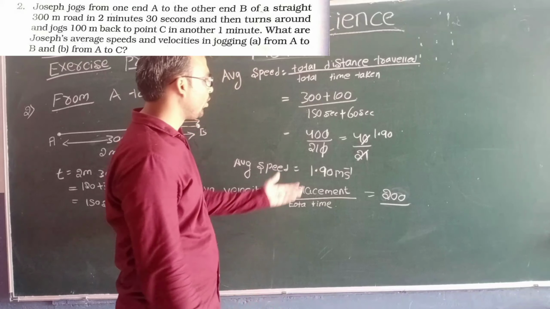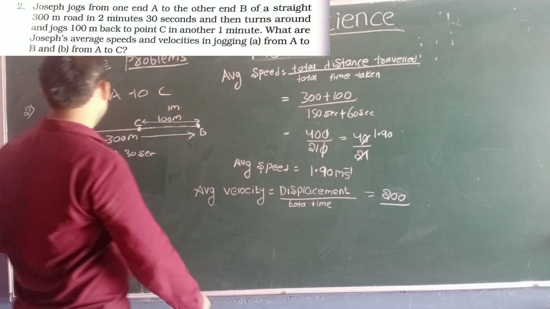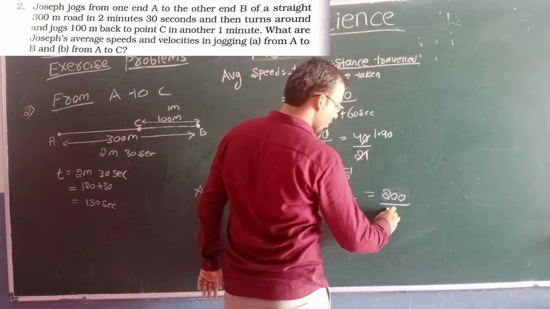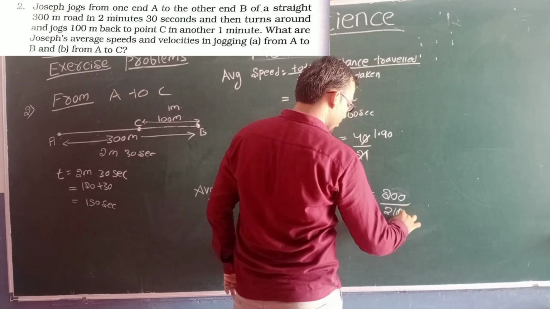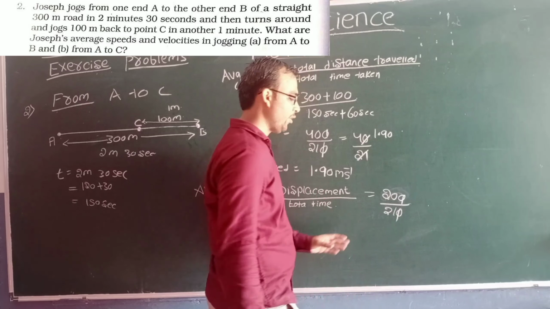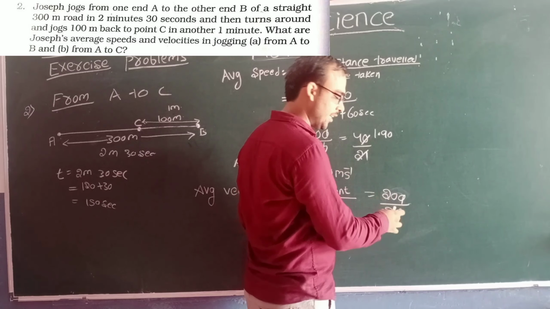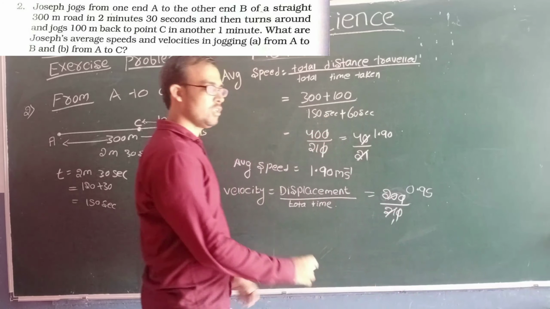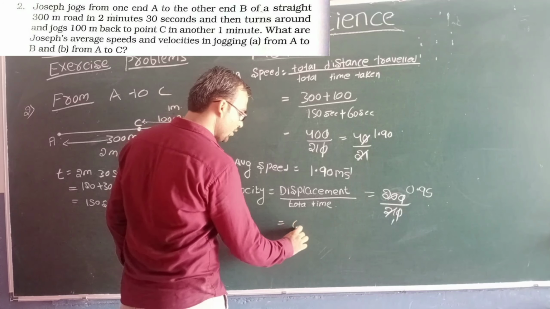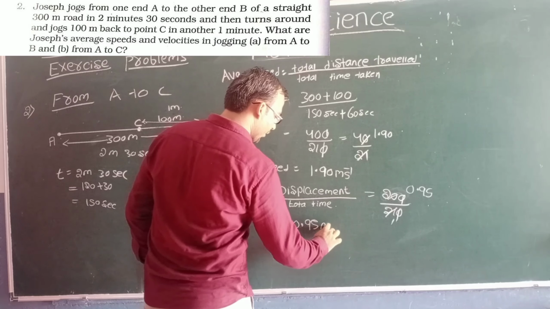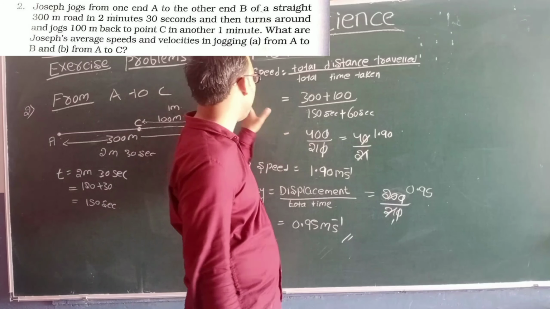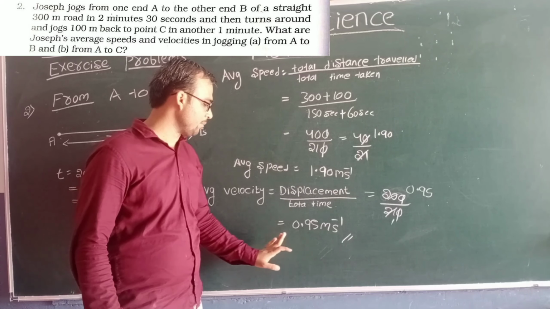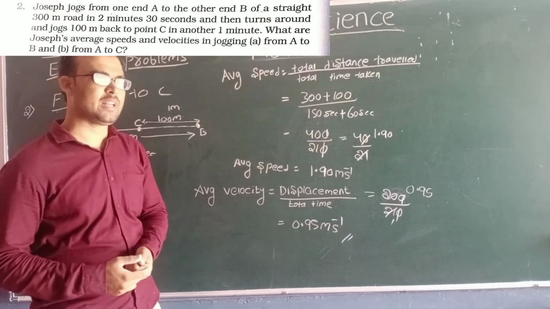That is 200 by total time. Total time is the same, that is 210. He has taken 2 minutes 30 seconds and again 1 minute, that is 210 seconds. So 0 cancel. When you divide 20 by 21, we are getting 0.95. So here average velocity is 0.95 meter per second. Average speed is nothing but 1.9 meter per second, and average velocity is nothing but 0.95 meter per second.